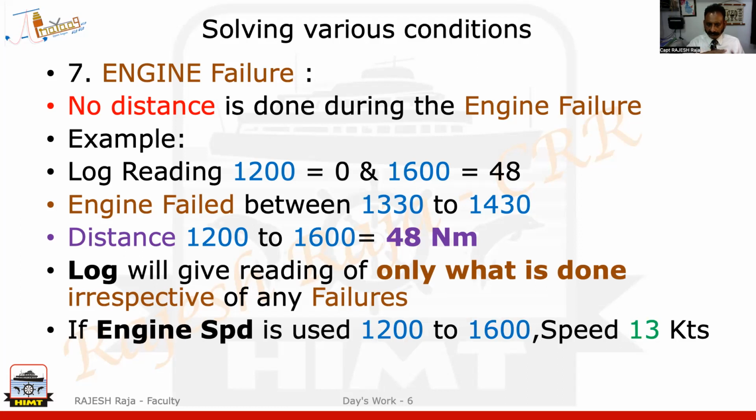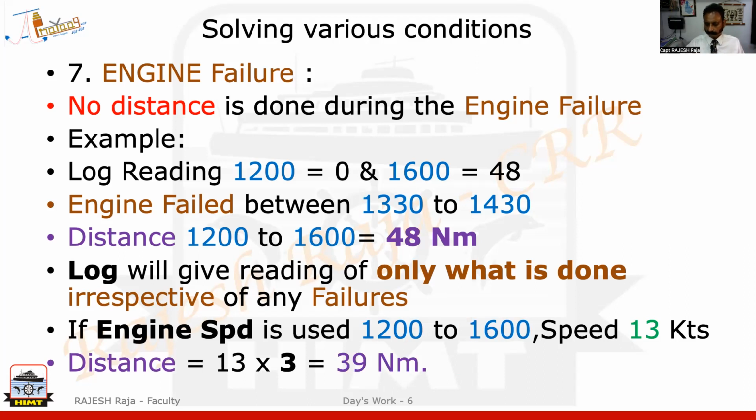Let us say the same engine failure question was given with engine speed. Look at your engine speed. Engine speed was given as 13 knots. The duration between 12 and 1600 is actually 4 hours. But the problem is you broke down for 1 hour. Now you have to be careful. I need to do 13 into 3 only.